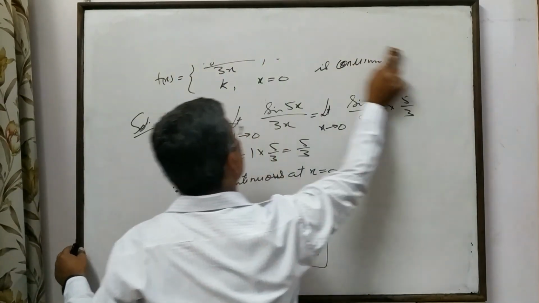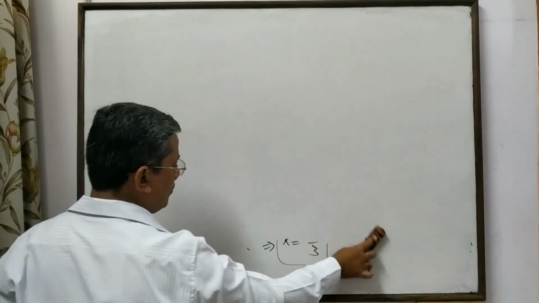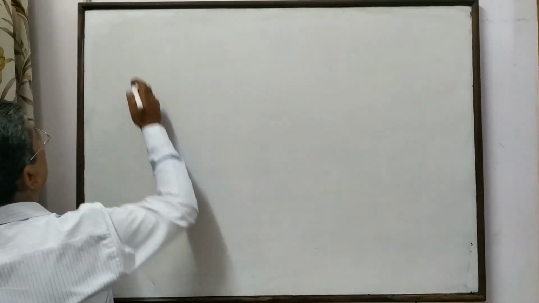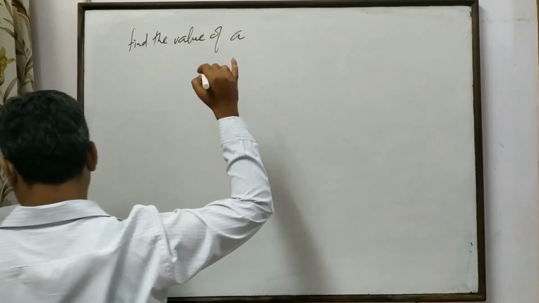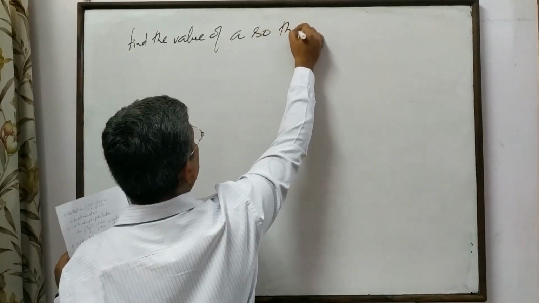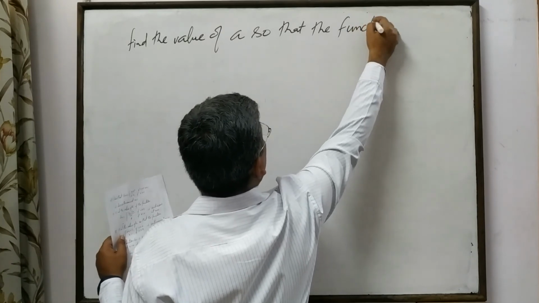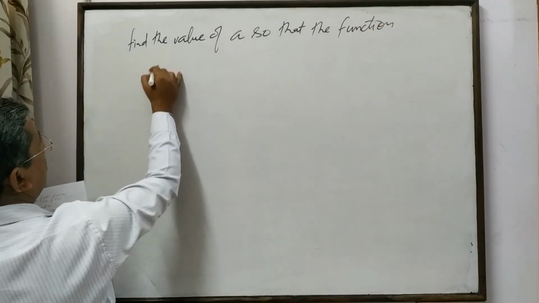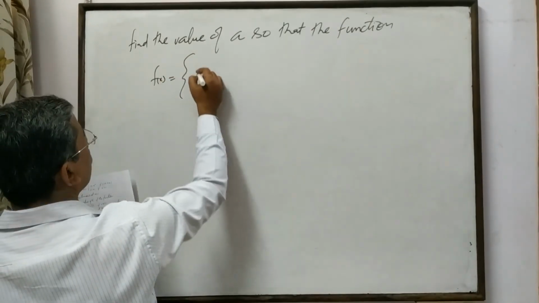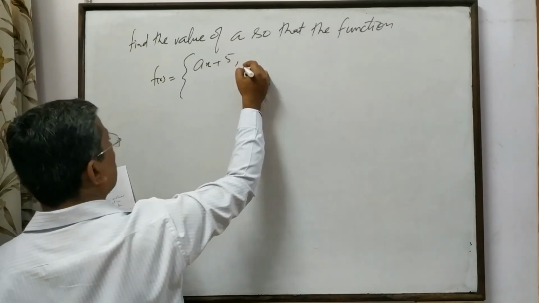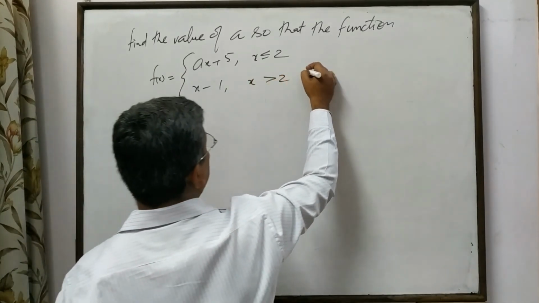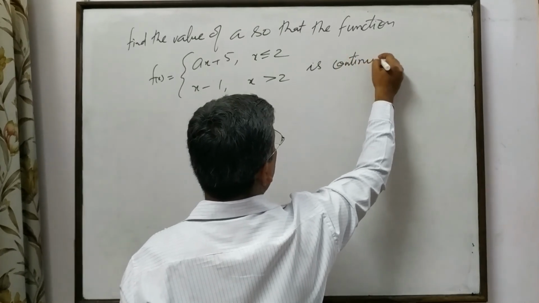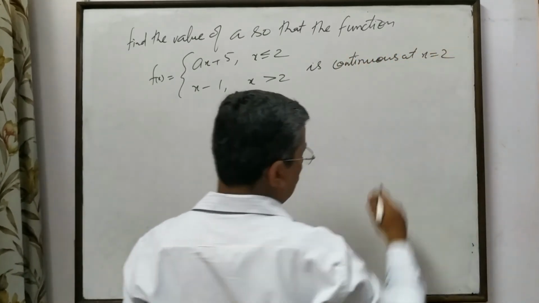That says, find the value of a so that the function f of x is equal to ax plus 5 if x is less than equal to 2, x minus 1 when x is greater than 2, is continuous at x is equal to 2.